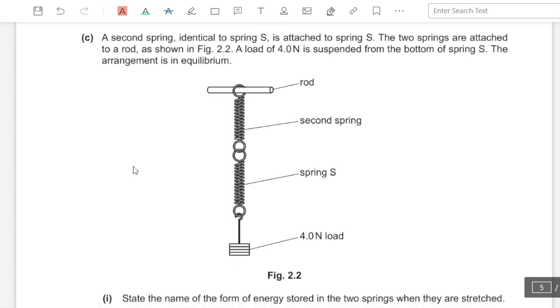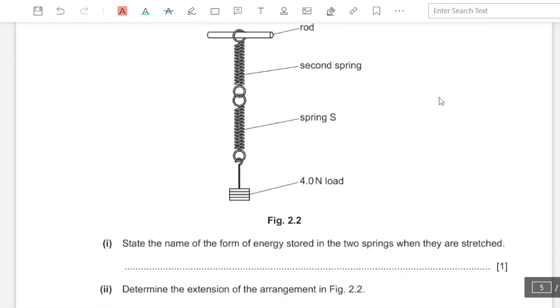C. A second spring identical to spring S is attached to spring S, and that basically means they have the same spring constant value which we calculated in the earlier part. The two springs are attached to a rod as shown in figure 2.2. A load of 4 newtons is suspended from the bottom of spring S. The arrangement is in equilibrium.